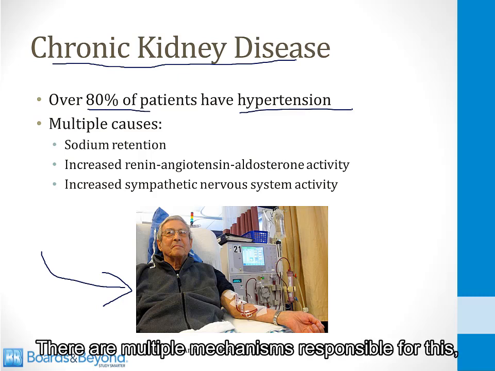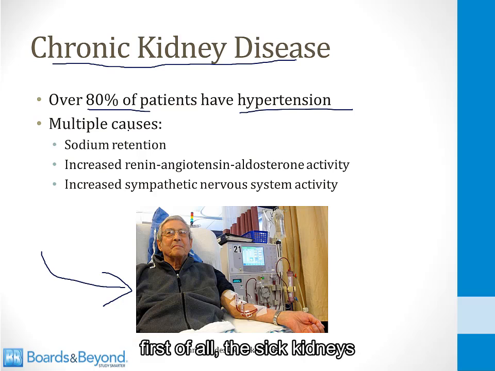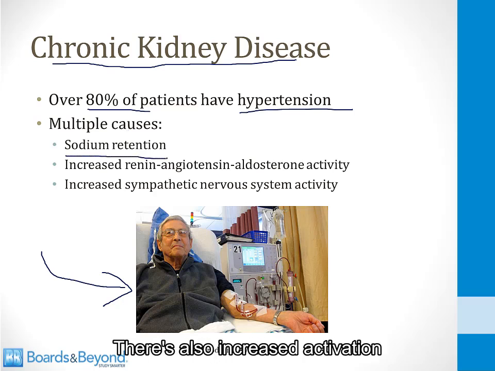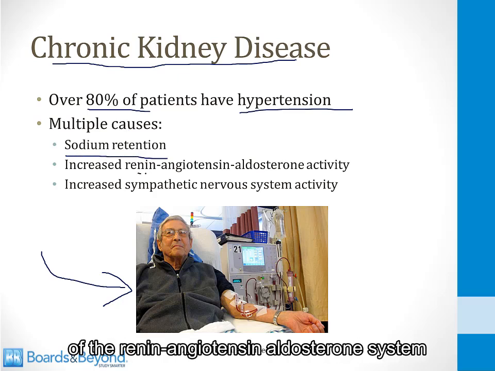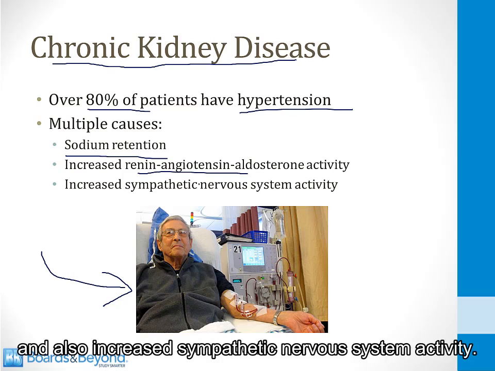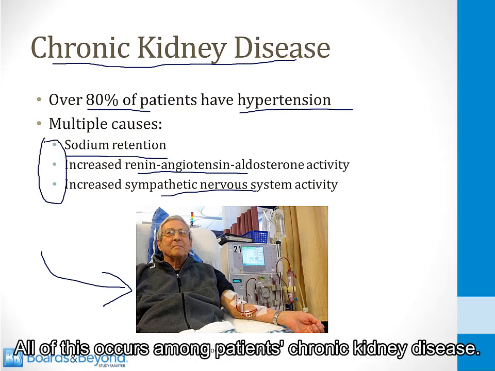There are multiple mechanisms responsible for this. First of all, the sick kidneys cannot excrete sodium normally, so there is sodium retention. There's also increased activation of the renin-angiotensin-aldosterone system and also increased sympathetic nervous system activity. All of this occurs among patients with chronic kidney disease.